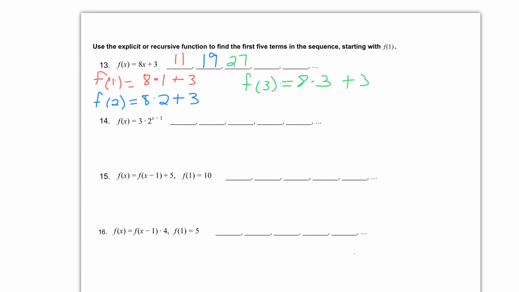And then you can continue to plug in the 4 and the 5, or again, if you recognize now that 8 is the number that we're multiplying by each time or adding each time, we can now just continue to add 8 each time to find the rest of it. To get from 11 to 19, we added 8. We added 8 to get to 27. If we add 8 again, we get 35. And if we add 8 again, we get 43. So these are the first 5 terms of the sequence 8x plus 3.